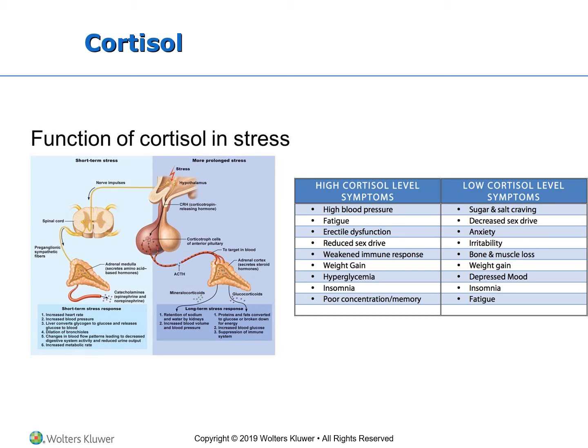This is summarizing the function of cortisol in stress. But let's look at something else first. Here we have detailed the symptoms of someone that has a hyperproduction of cortisol as opposed to an underproduction of cortisol. In high production, they will have high blood pressure and fatigue. However, fatigue also appears in low cortisol levels. They will have erectile dysfunction, a reduced sex drive, weight gain, hyperglycemia, insomnia, and poor concentration.